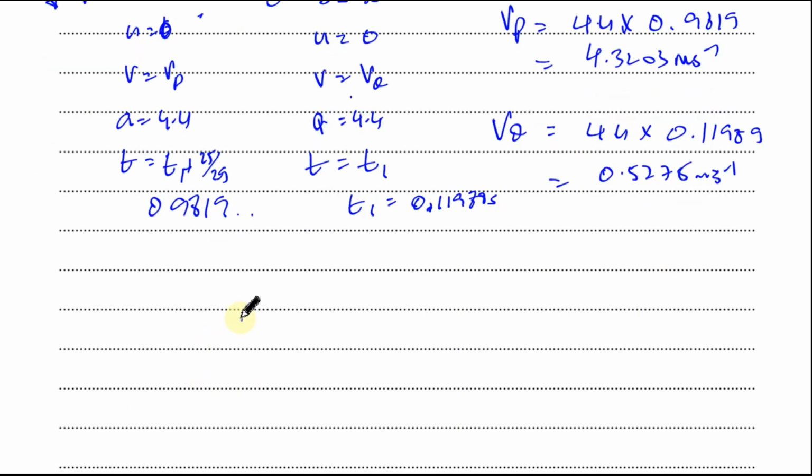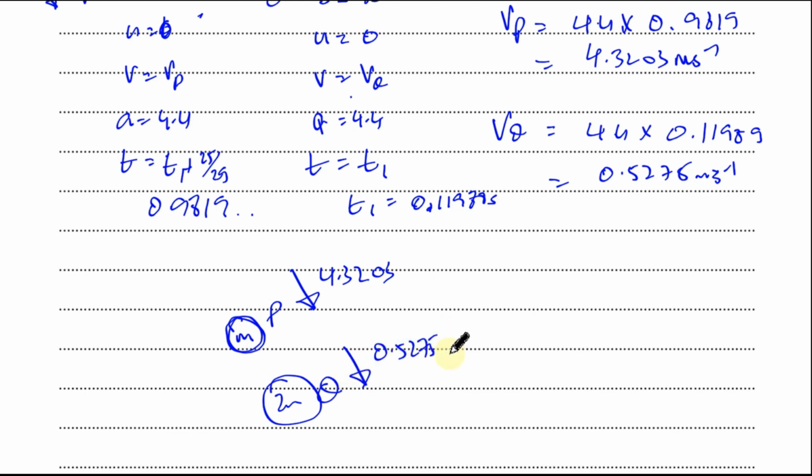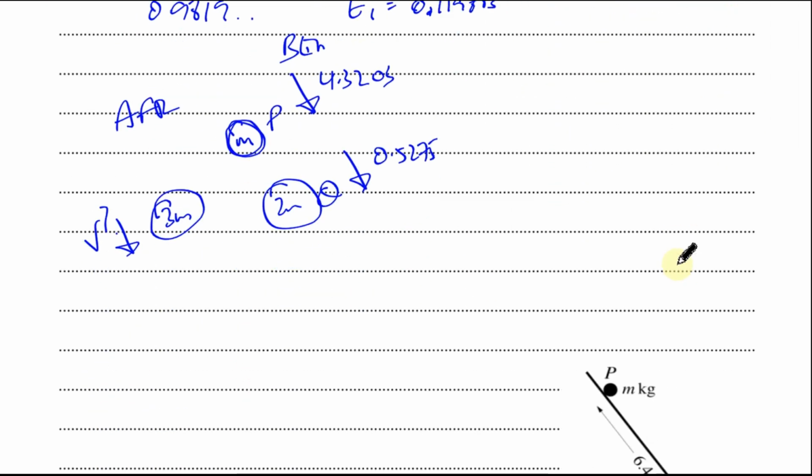Okay, so now we have the velocities that they've reached at the point at which they collide. So we want to find the velocities after the collision. So this is M, P, and this is 2M, which is Q. This is going in this direction at a speed of 4.3203, and this is going in the same direction down at 0.5275. This is before the collision, and we want to find what happens after. After they have one mass, which is 3m, and one velocity, which we don't know. Obviously it's going to go down. We've got to find that.